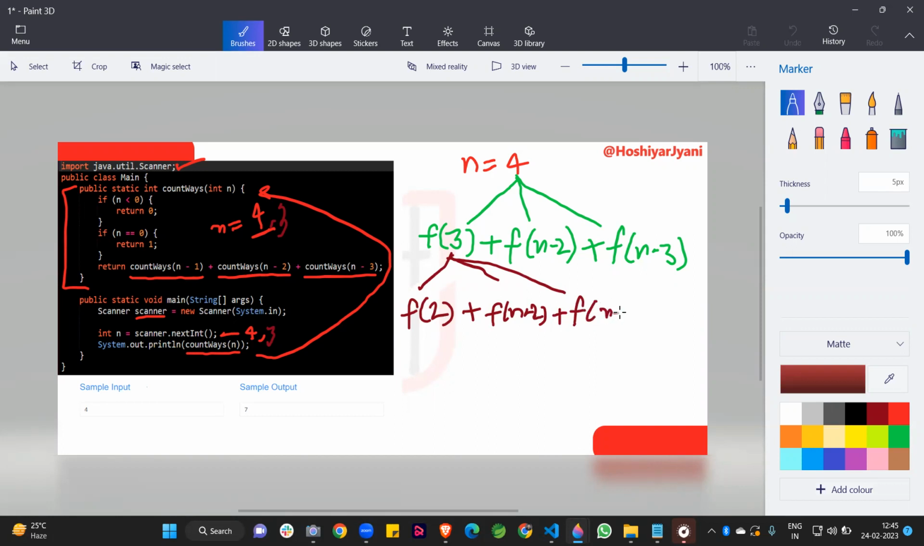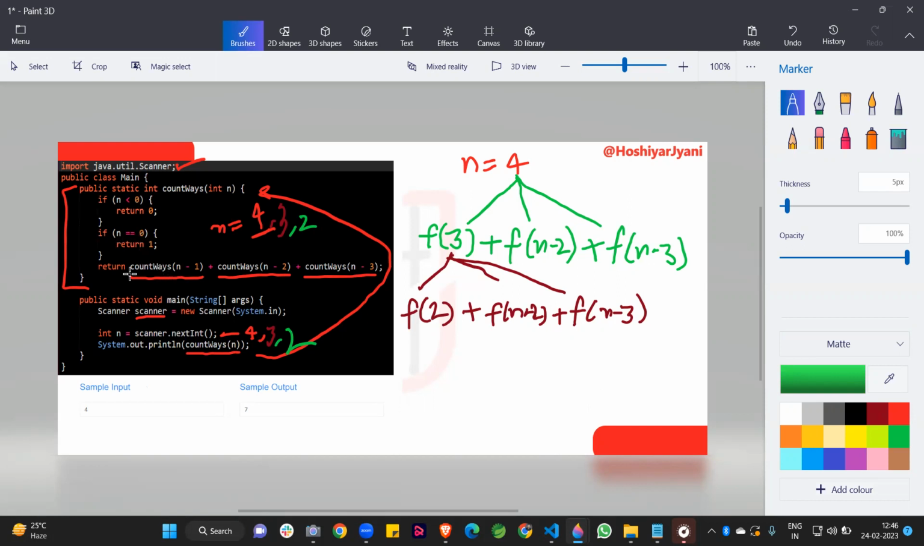F of n minus 3. Okay, guys. So after that, f of 2 here. So I am calling the method again. So f value is now 2 here, guys. F value is now 2. So we are calling our method for n equals 2. So now our n value is 2. Is n less than 0? No, our n is 2. This is not true and this is also not true. N is not equal to 0.